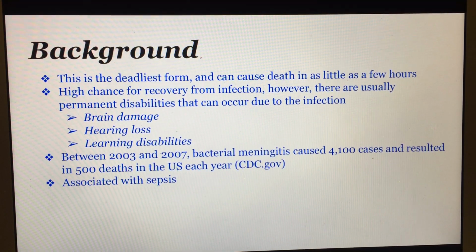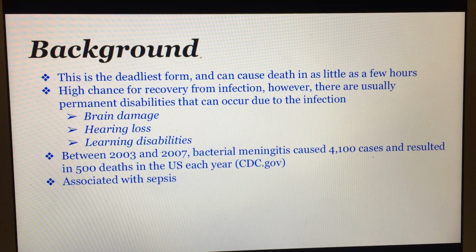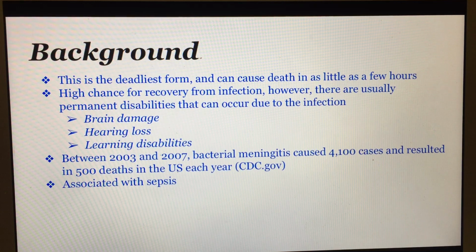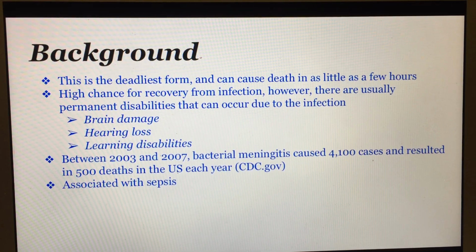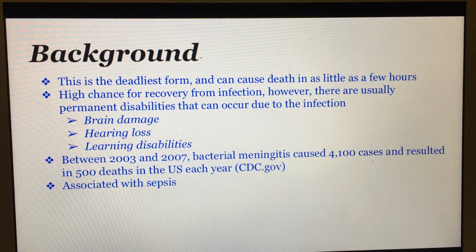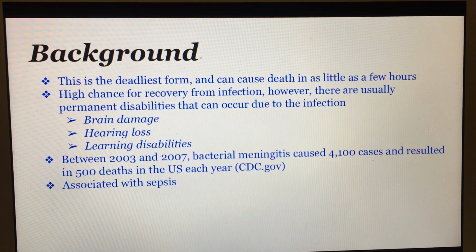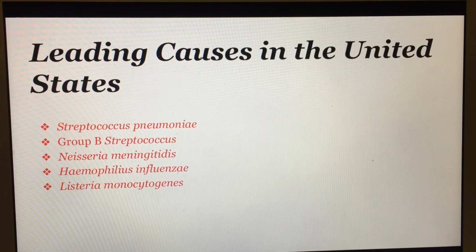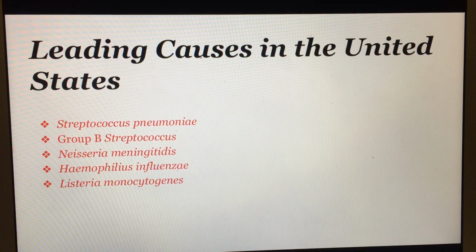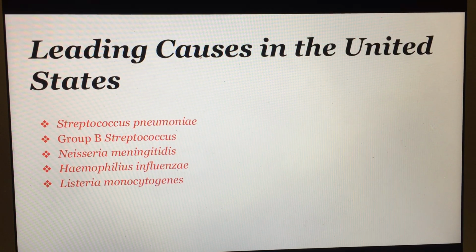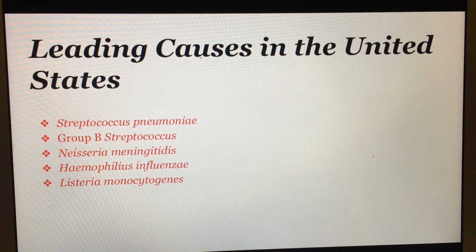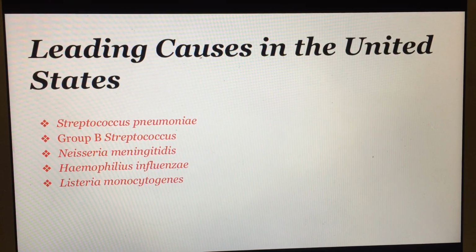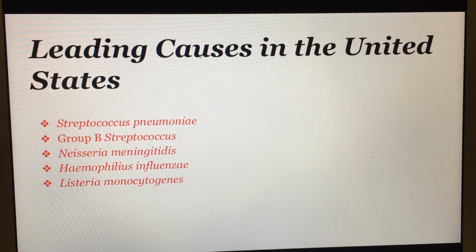According to the CDC, between the years of 2003 and 2007, during each year, there were 4,100 cases of bacterial meningitis, and out of these cases, there were 500 deaths. This is also associated with sepsis once it gets into later stages. There are many different causes of bacterial meningitis in the United States. They consist of Streptococcus pneumoniae, Group B Streptococcus, Neisseria meningitidis, Haemophilus influenzae, and Listeria monocytogenes.